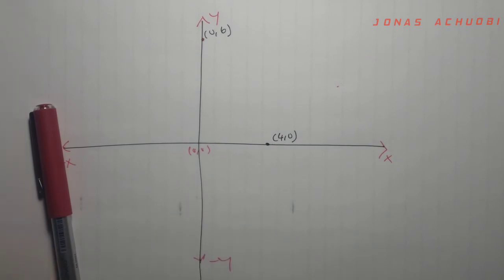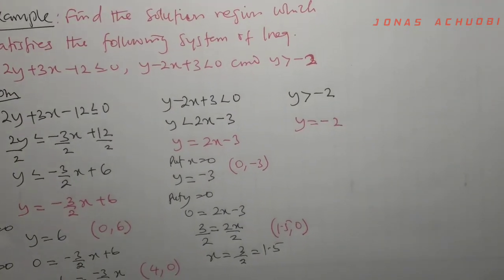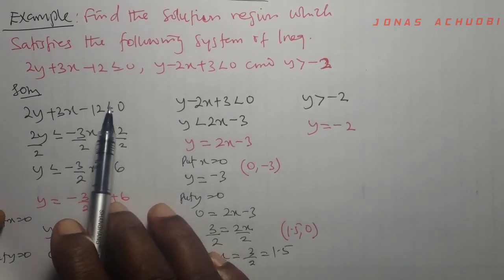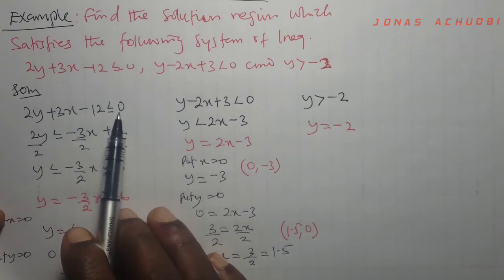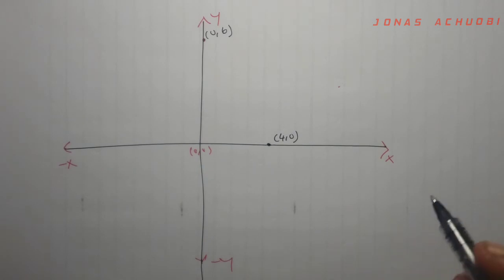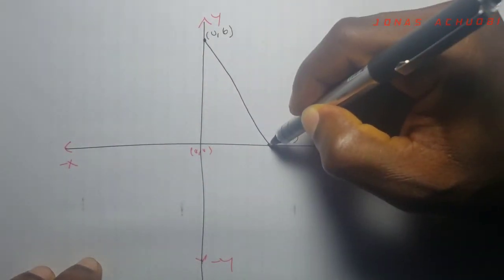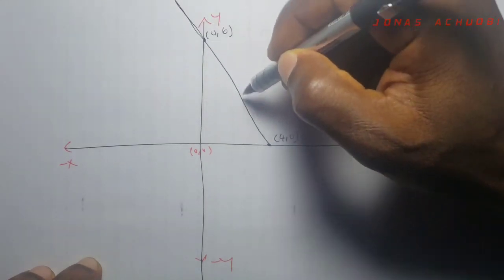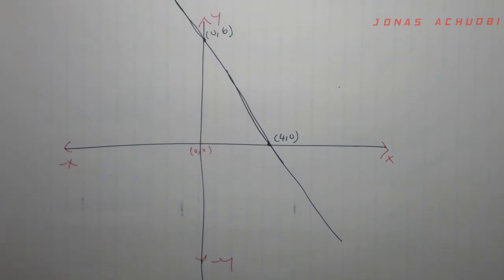The next thing now is we join the points. But the question is, do we join the points with broken lines or unbroken lines? We go back to our inequality and check. For that particular one, the inequality is less than or equal to. And when it's less than or equal to, we join the points using unbroken lines. So, we join these 2 points using unbroken lines. And of course, remember the line can extend away from the points.